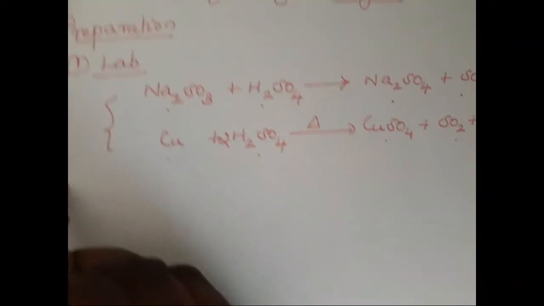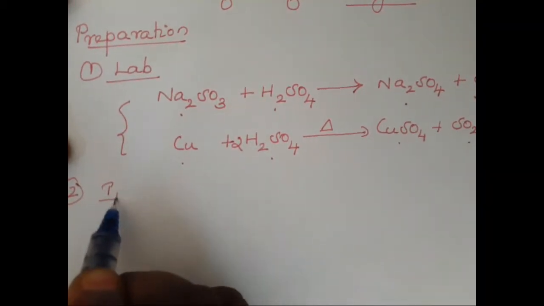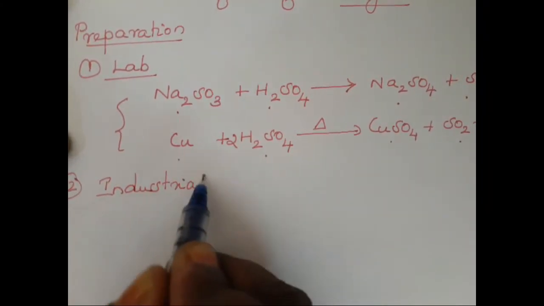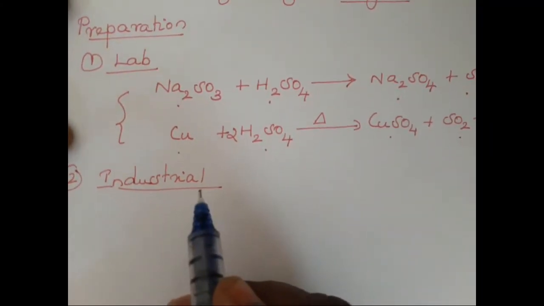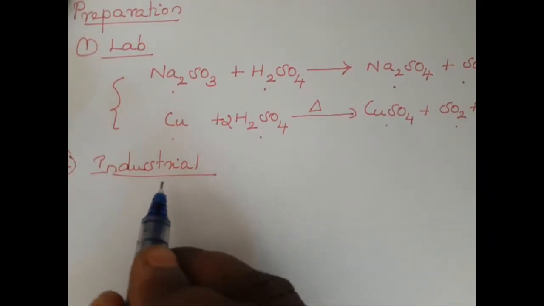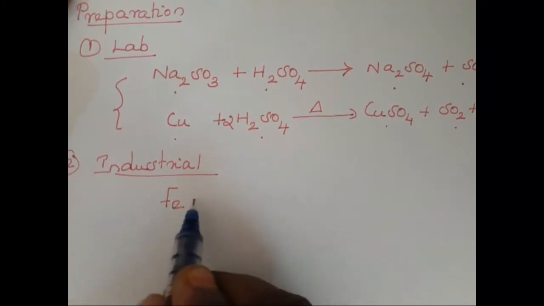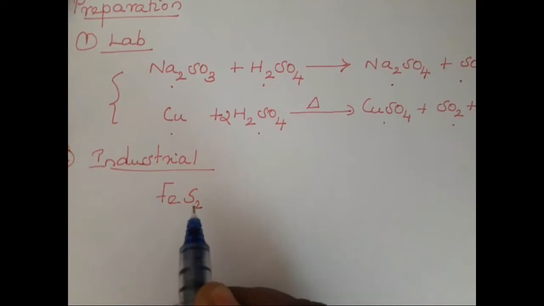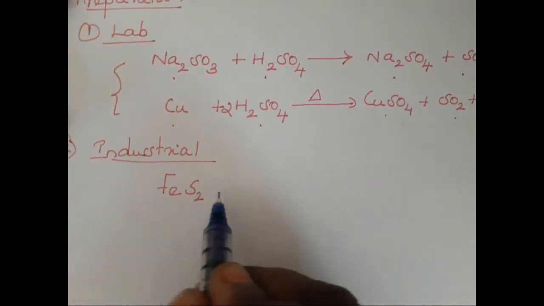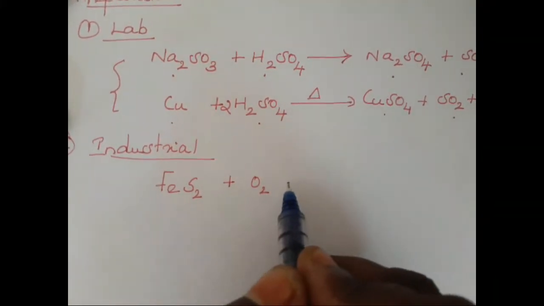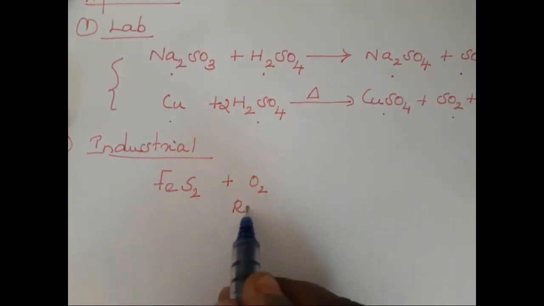Now we are going to see the manufacturing, that is the industrial method of preparation of sulfur dioxide. In the industrial method, sulfur dioxide is prepared from iron pyrite. You know the formula for iron pyrite. The formula for iron pyrite is FeS2. It is the ore of iron. When iron pyrite is treated with oxygen, it undergoes oxidation, that is, it is roasted.